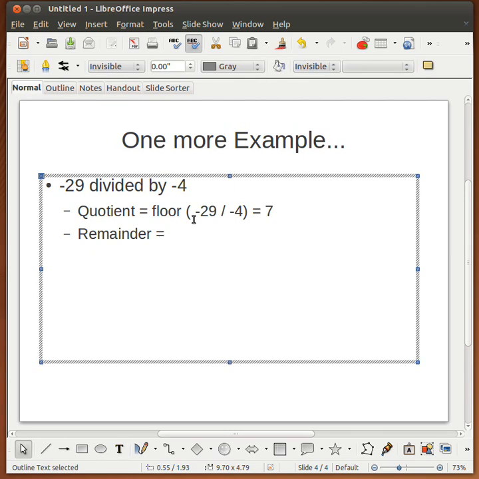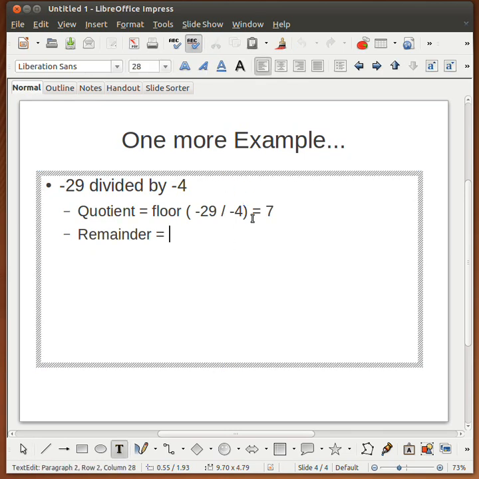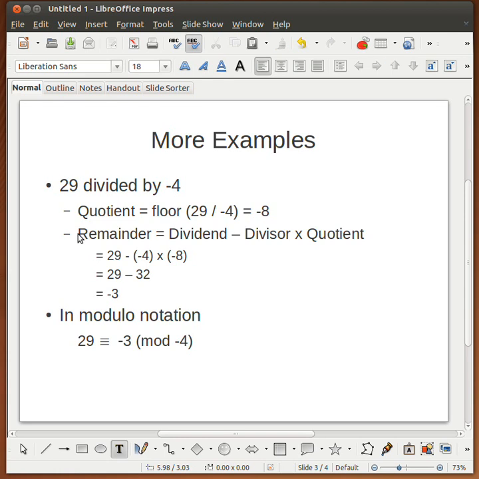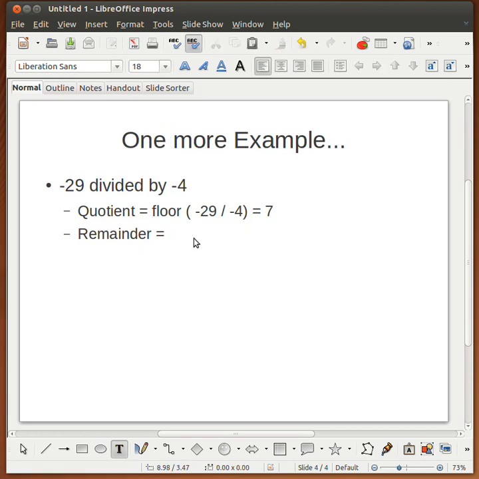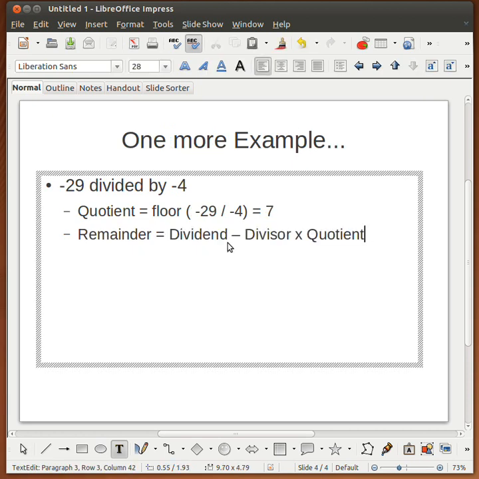How do we get the remainder now? By using the division algorithm. So let's copy that down from here. Which will in this case be equal to dividend is -29 minus divisor is 7. No, the divisor is -4 times 7, which is equal to -29 plus 28, which is equal to -1.